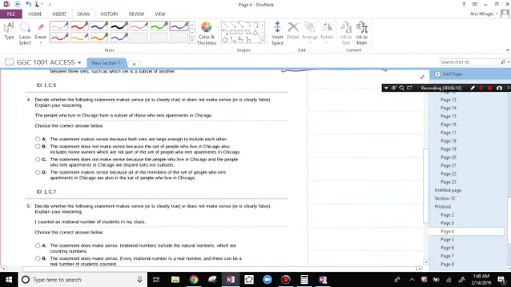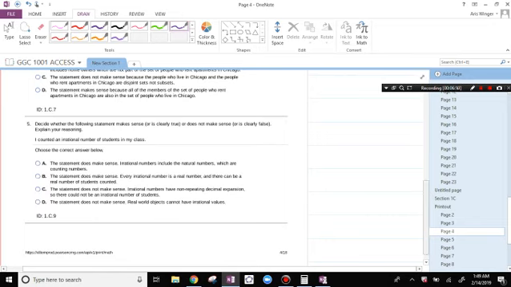Decide whether the following statement makes sense or is clearly true, or does not make sense or is clearly false. Explain your reasoning. The people who live in Chicago form a subset of those who rent apartments. Well, no, this is actually larger than this. The people in Chicago, because there are some people in Chicago who don't rent. So this is actually backwards. So let's see what the best explanation is. The statement does not make sense because the set of people who live in Chicago also includes homeowners, who are not part of the set of people who rent apartments in Chicago. So there are some people in this set that are not in this set, so it could not be a subset.